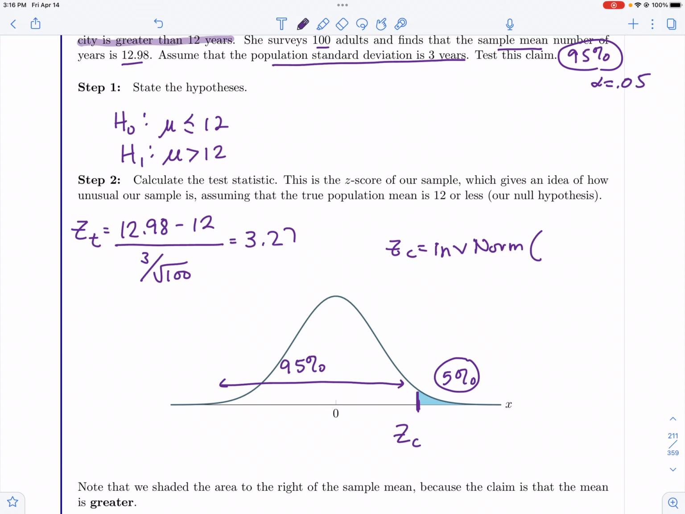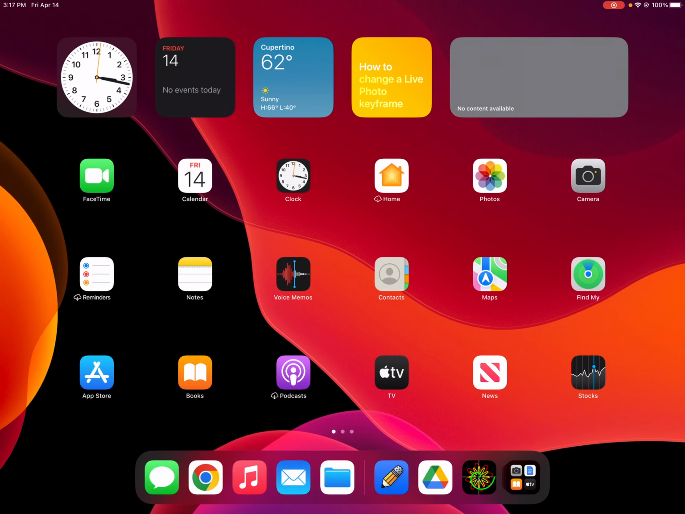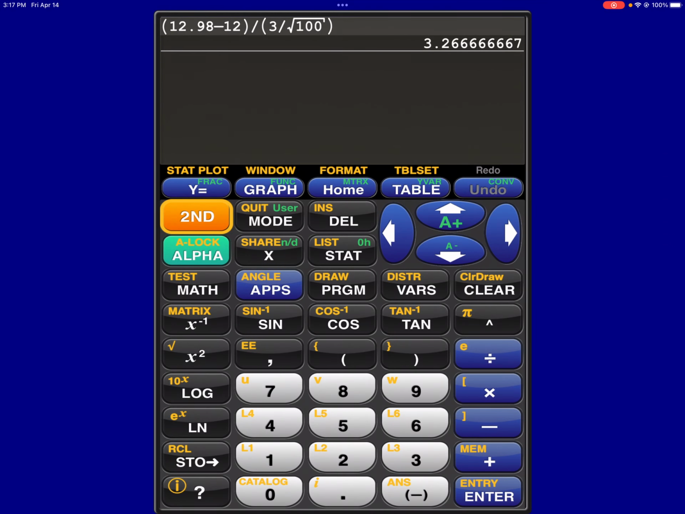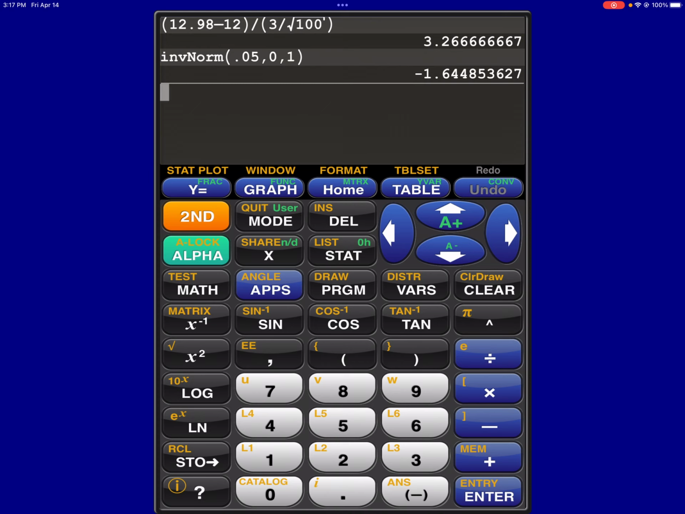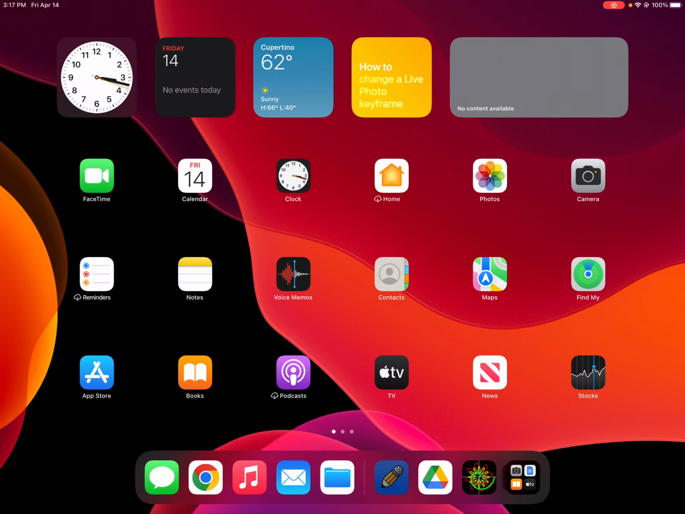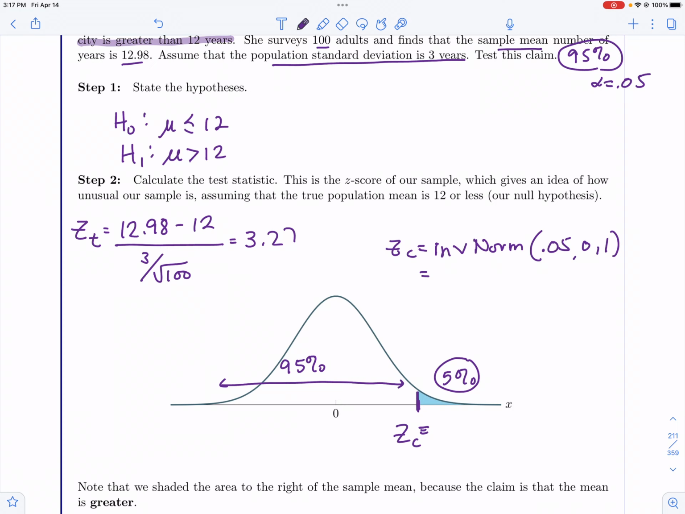So when I type it in, I'm going to type in 0.05, comma 0, comma 1 into my calculator, and it's going to give me the negative version, but I'll just change it into a positive since I know I want to be on the positive side. So let's go ahead and type this in. Second vars, inverse norm, 0.05, comma 0, comma 1. It looks like we get negative 1.64, but again, we're going to use the positive version. So our answer is going to be 1.64.